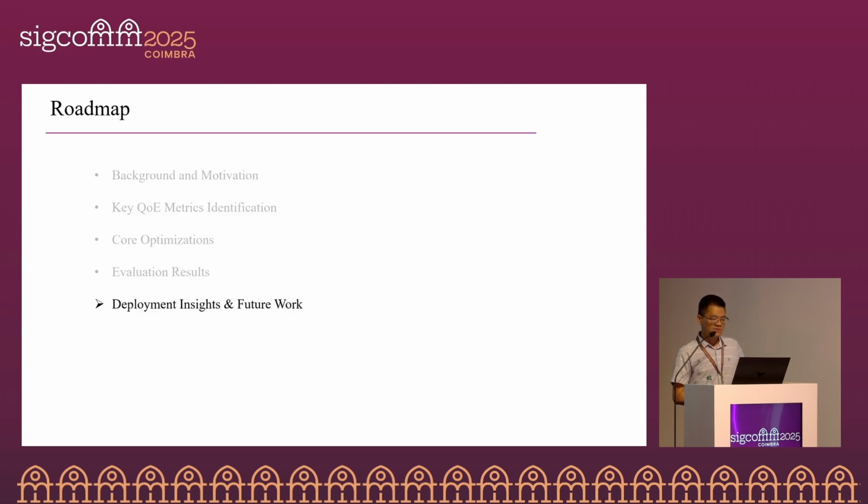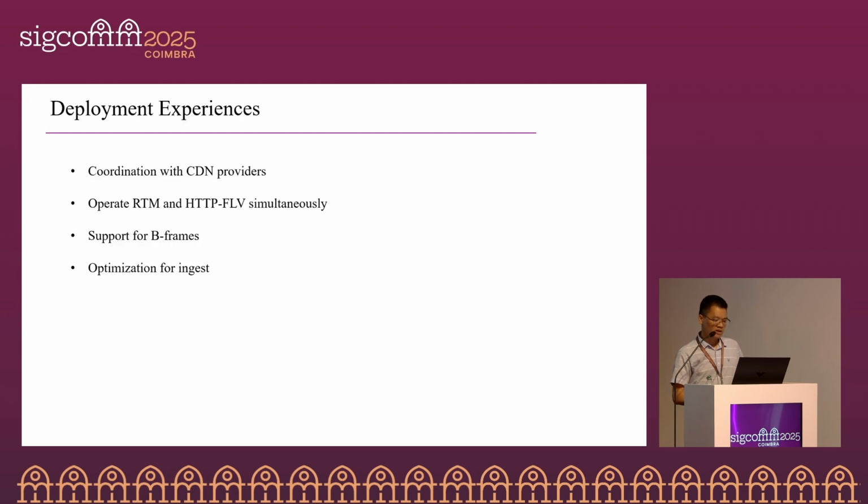So finally, let me share some deployment experiences and our future directions. First, deploying RTM requires close coordination with the CDN providers. Second, we operate RTM and FLV in parallel at present due to several challenges, including limited CDN support, UDP traffic blocked by some ISPs and organizations, and cost considerations, since RTM is currently more expensive than HTTP-based distribution.